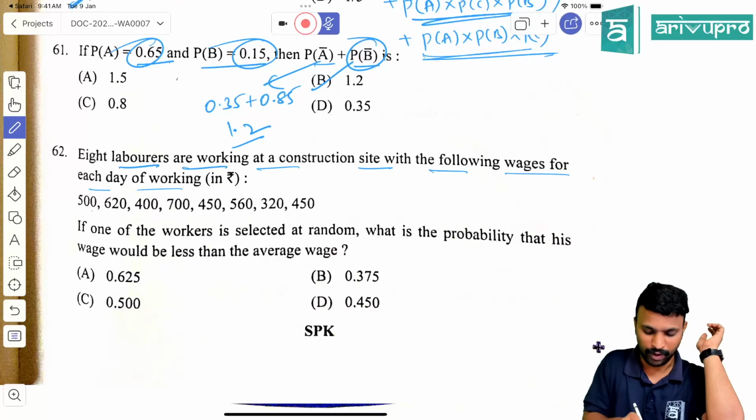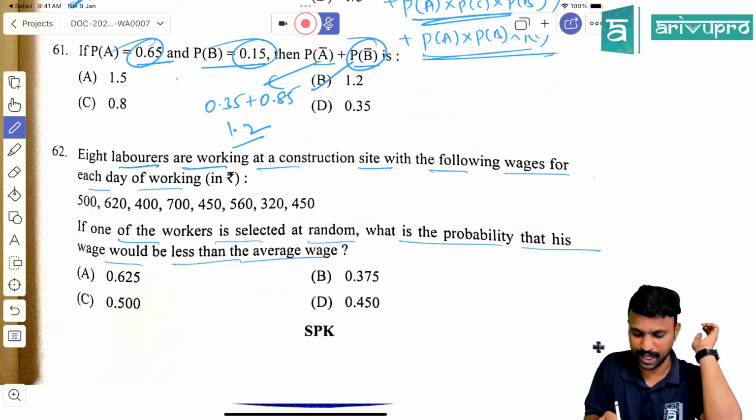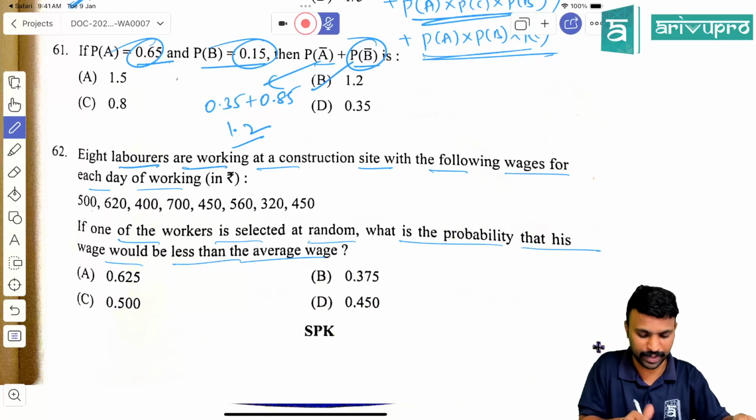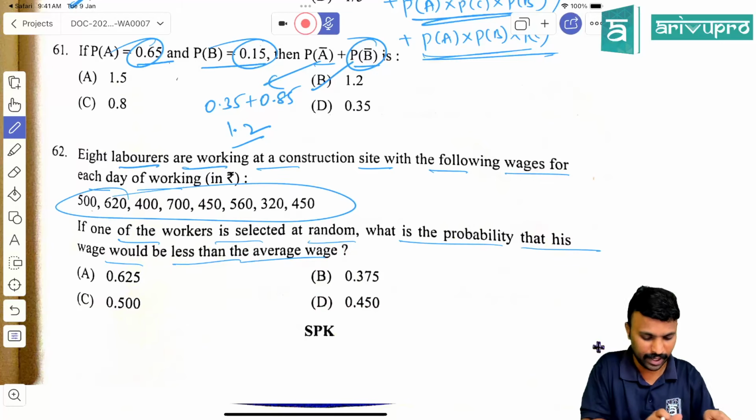8 laborers are working at a construction site with the following wages for each day of working. If one of the worker is selected at random, what is the probability that his wage will be less than the average wage? First of all, average wage is how much? Sum of all this divided by 8. So 500 plus 620 plus 400 plus 700 plus 450 plus 560 plus 320 plus 450 divided by 8, because 8 people, so you get 500.